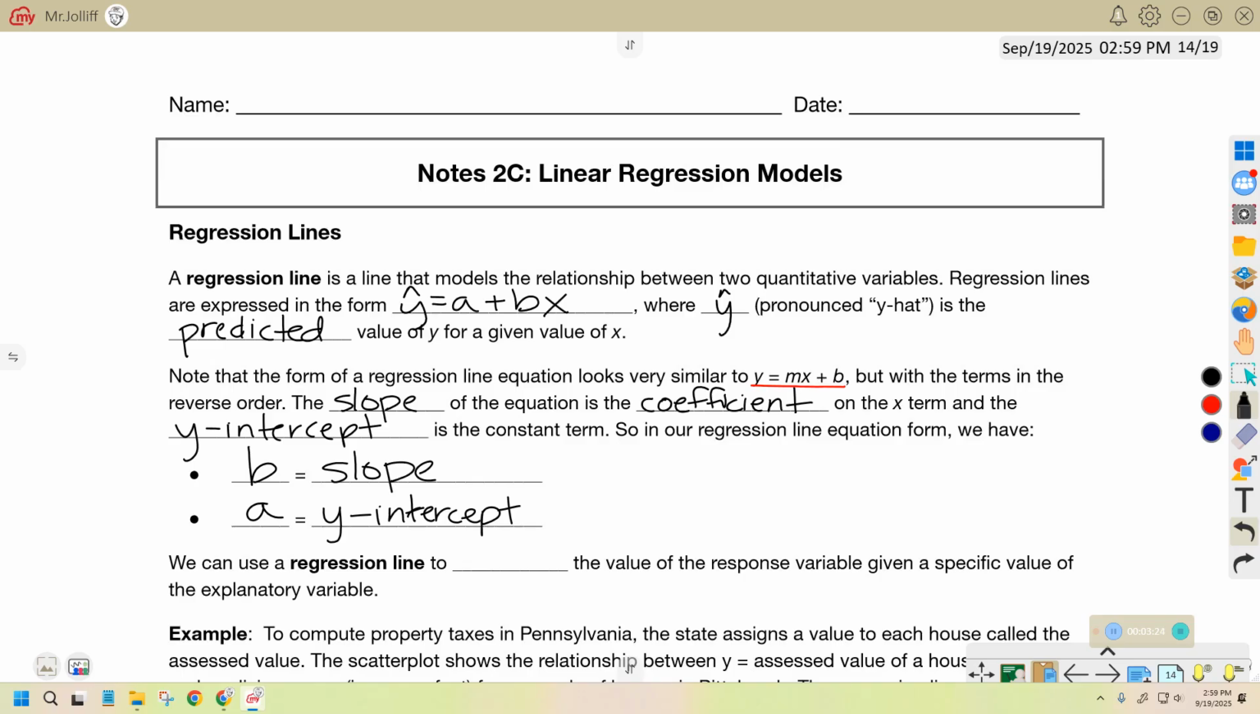That is upsetting, because up to now in all of your other math classes, we use b for the y-intercept and another letter for the slope. Here, b represents slope, not y-intercept. It is going to be confusing. I am sorry. I am not the person who decided to write it that way.